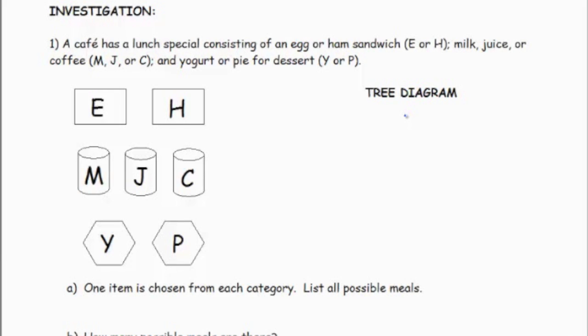We've got 2 types of sandwiches to choose from, 3 drinks and 2 desserts. We can organize this information into a tree diagram, which, going back to grade 8, you should remember having worked with.